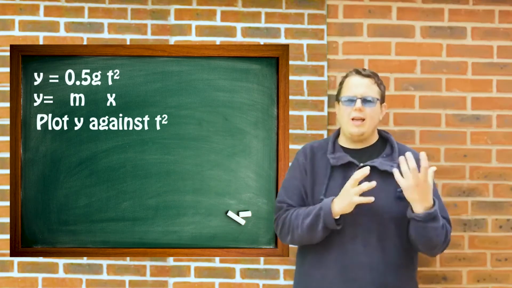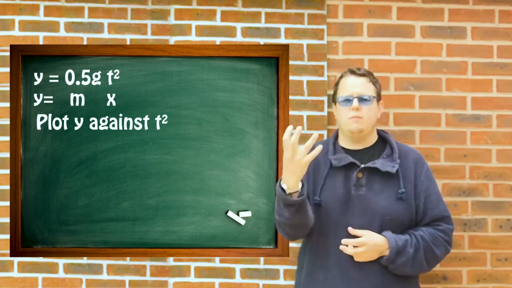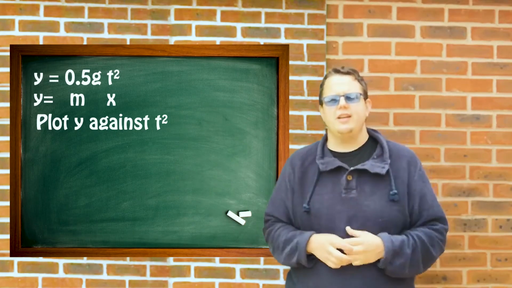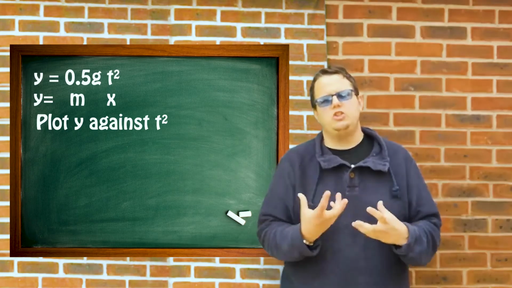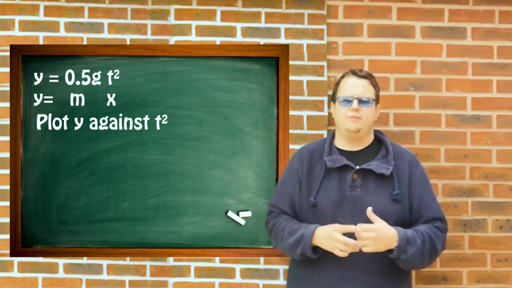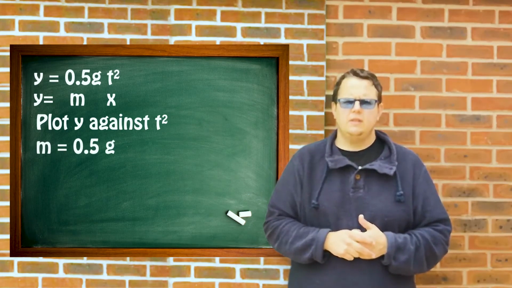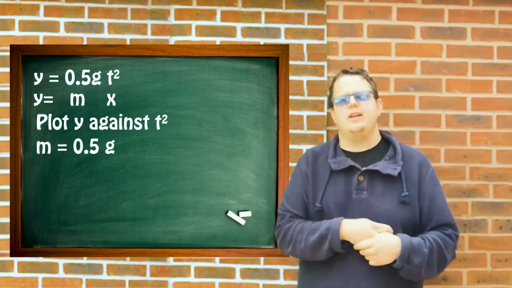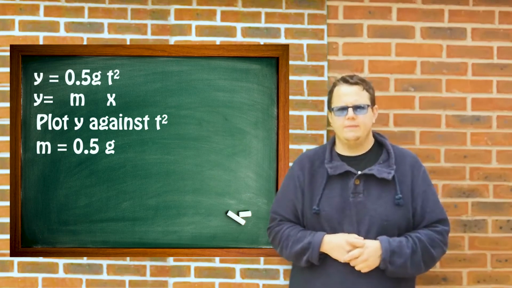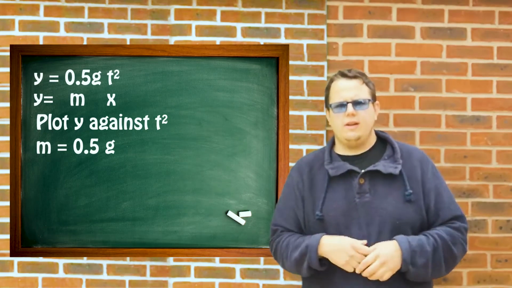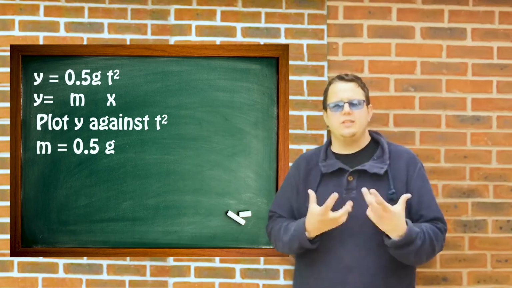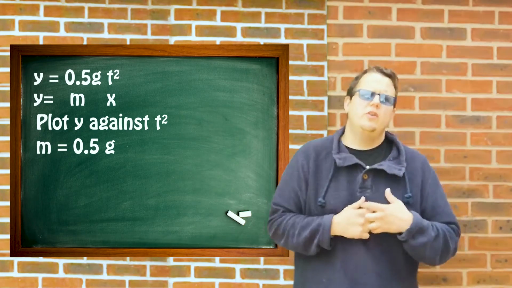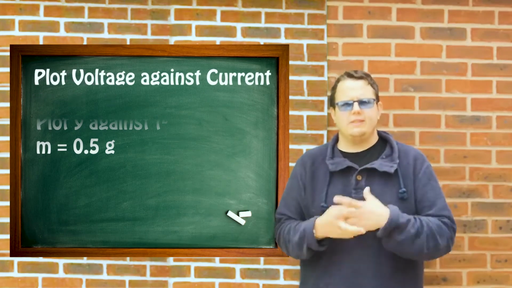And if we look at where m is on our equation compared to our y equals a half gt squared, you can see that the gradient here will be g divided by 2, or half g. Furthermore, we can use the gradient of a line to calculate a given quantity. So in our example, we could use these results and get a value using the gradient for the acceleration due to gravity, g.